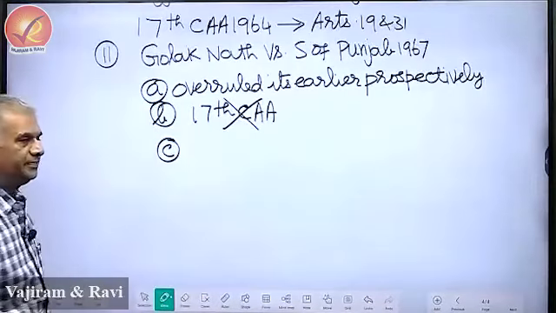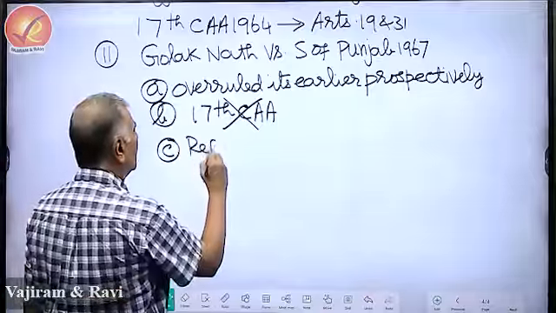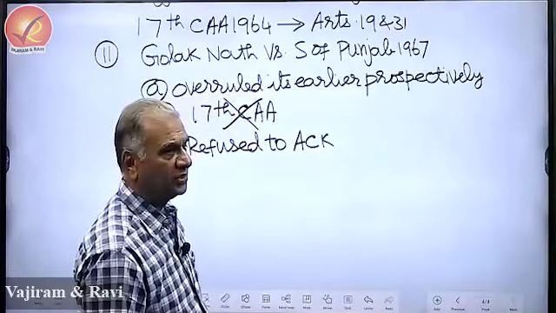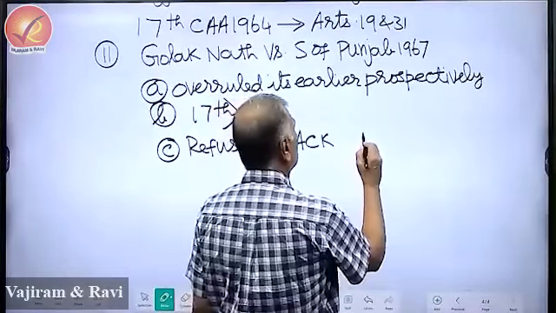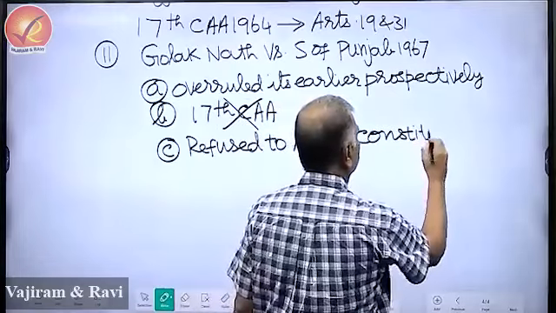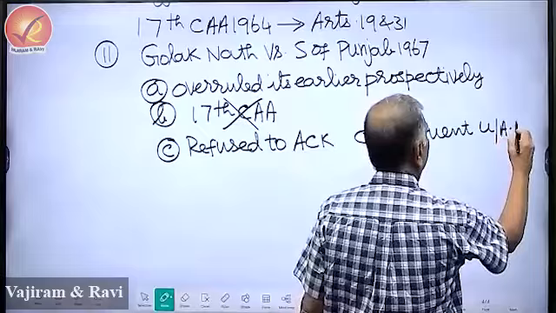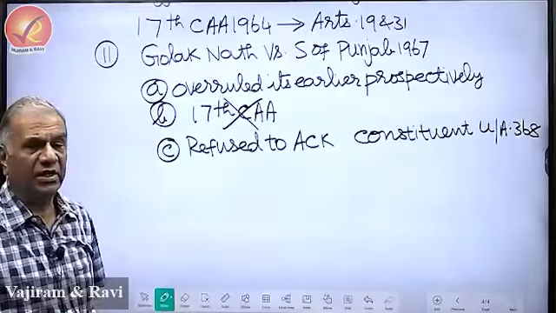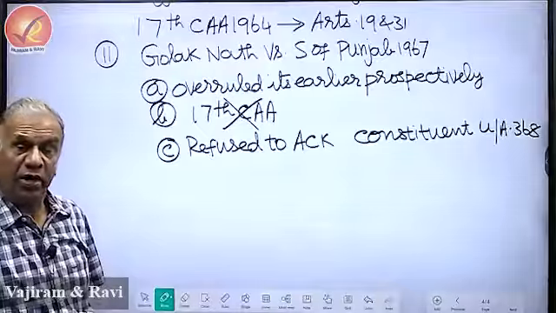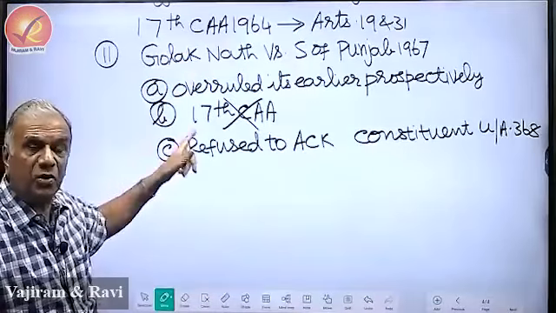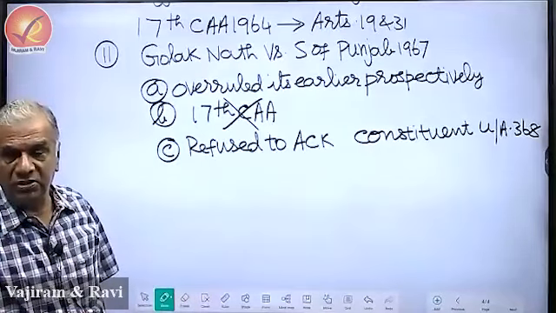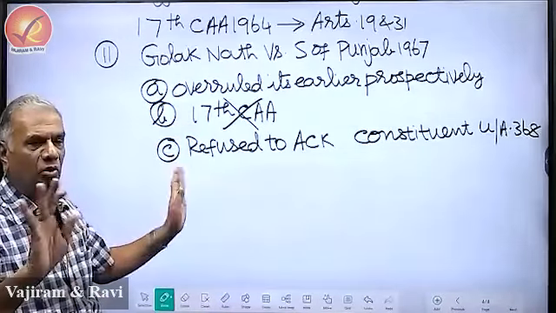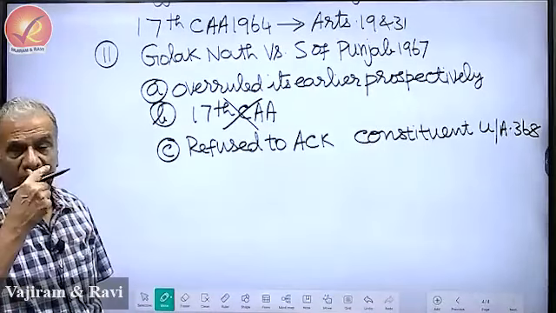Then third, the court refused to acknowledge that the Parliament enjoyed constituent legislative power under Article 368. It refused to recognize that Article 368 conferred constituent legislative power. Why? In Shankari Prasad and Sajjan Singh case, the court stated that Article 368 conferred constituent legislative power. You enjoy two types of legislative power, I agree. But in the Golaknath case, the court stated no. Article 368 does not confer constituent legislative power.